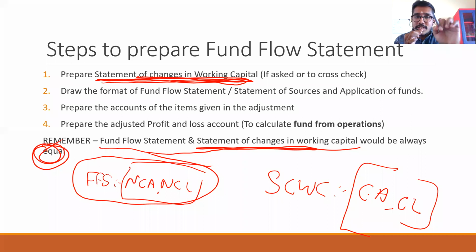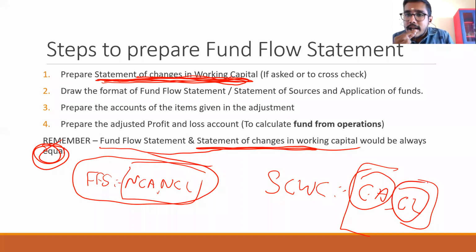So which are the accounts or items to be prepared while doing a fund flow statement? The first one is the statement of changes in working capital. What is statement of changes in working capital? It records only current assets and current liabilities.